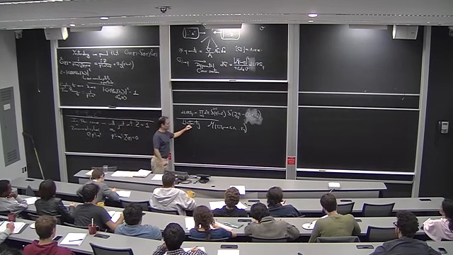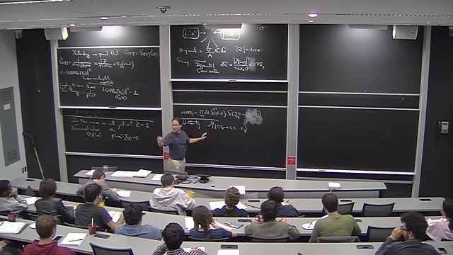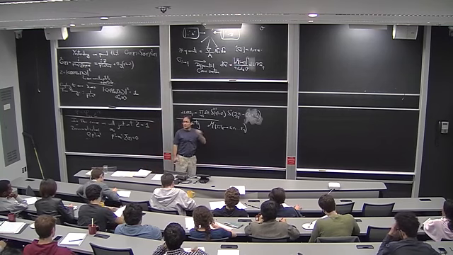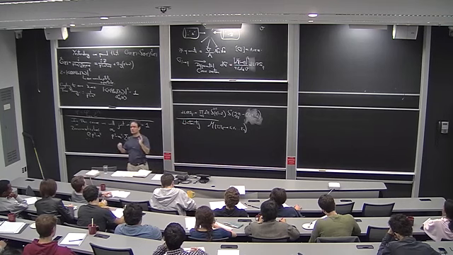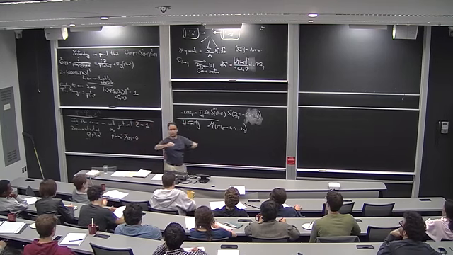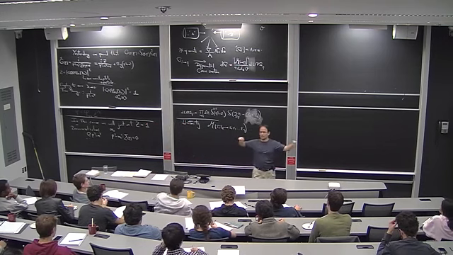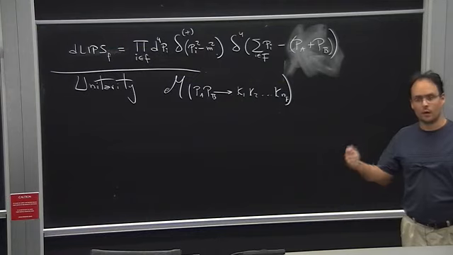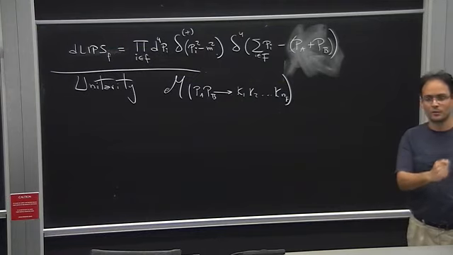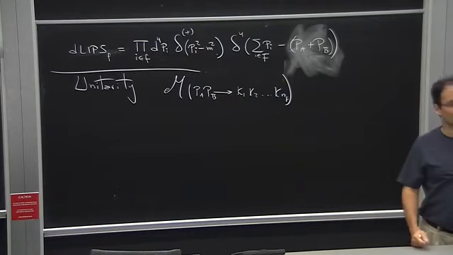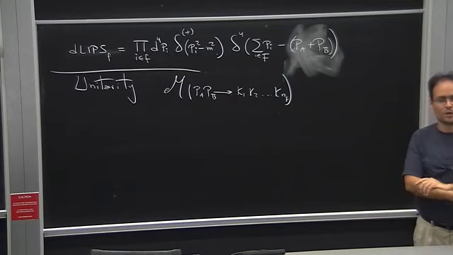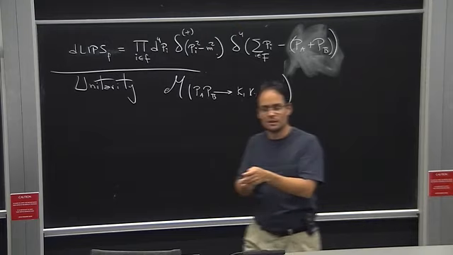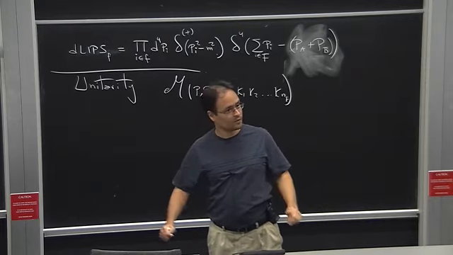From unitarity, we learn many things about this object. What happens when you send PA plus PB squared? Imagine you're performing your experiment, and you tune it so that PA plus PB squared happens to be very, very close to M squared. In other words, the sum of the momenta of the two particles is almost becoming on-shell.